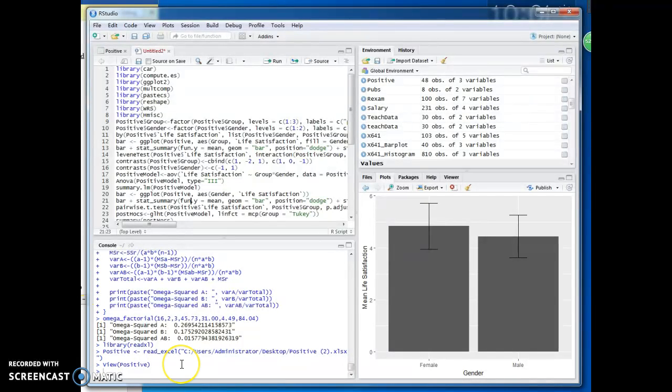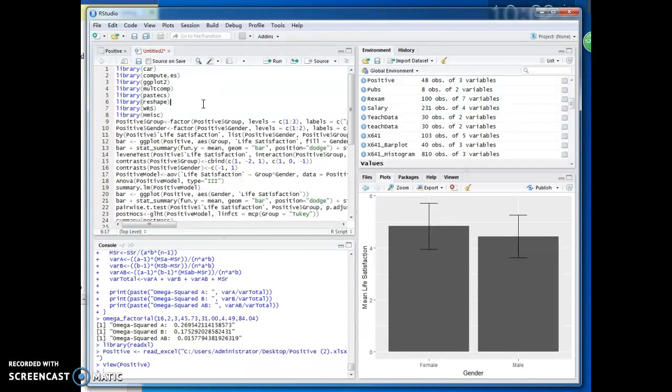In factorial ANOVA. So my research question is to evaluate the effect of positive psychology books on people's life satisfaction at different levels of gender, like male and female. So I want to see whether gender makes a difference on life satisfaction. So in my research question, there will be two independent variables.